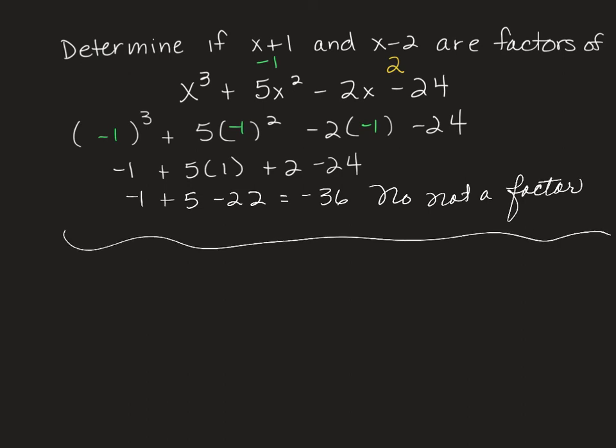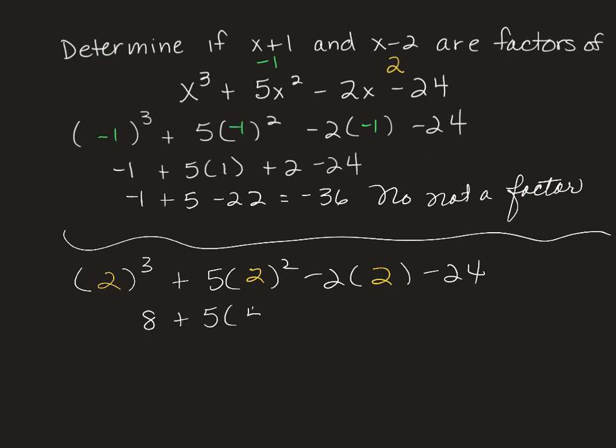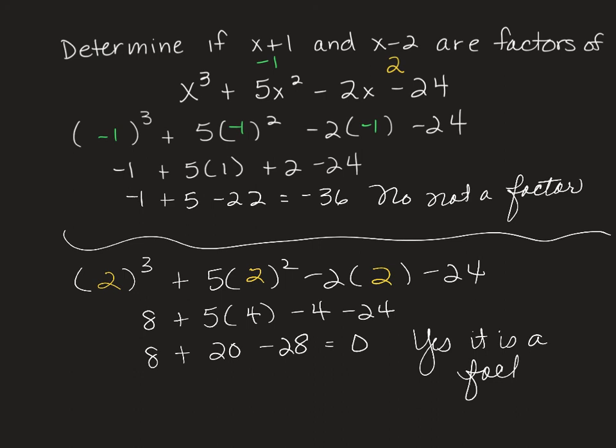Okay, let's try the other one. So again, x cubed plus 5 times x squared minus 2 times x minus 24. This time we're going to put in 2. And we are going to get that's 8 plus 5 times 4 minus 4 minus 24. That's 8 plus 20 minus 28. And that works out to be 0. So yes, it is a factor.